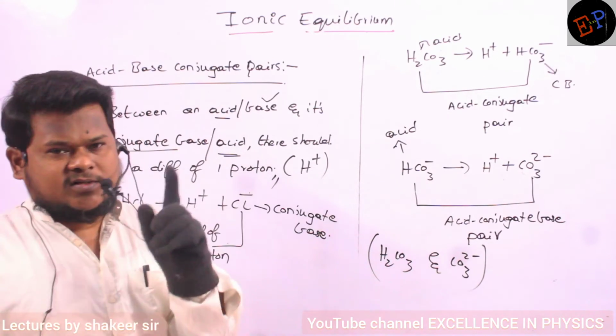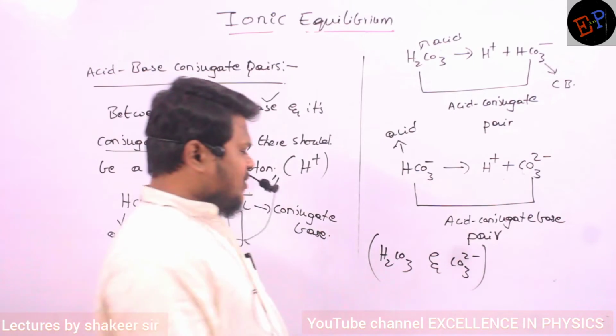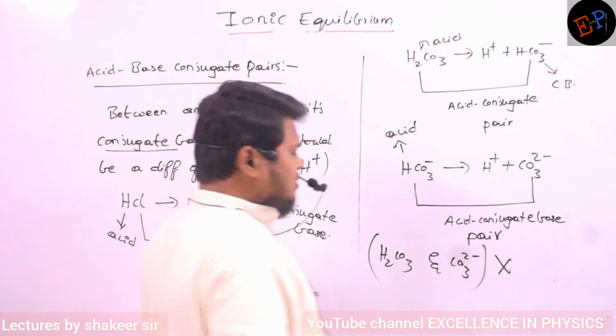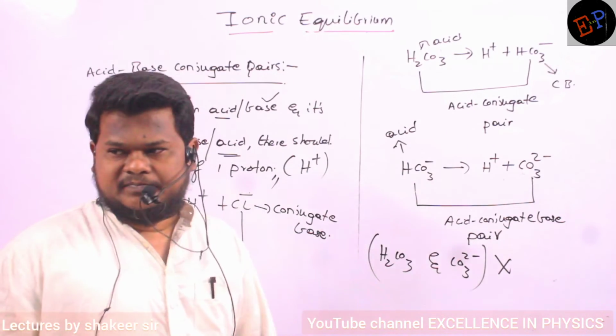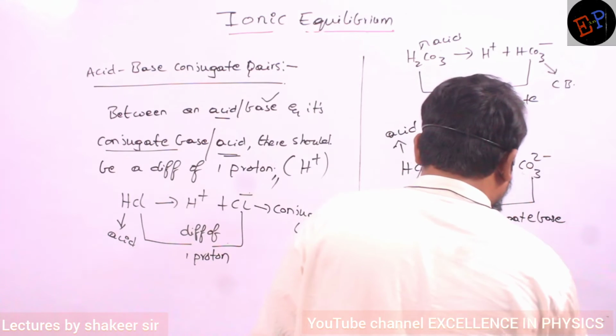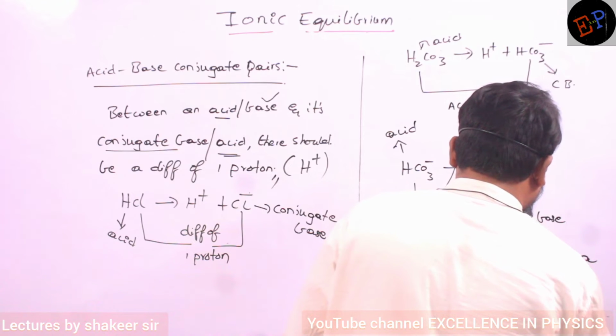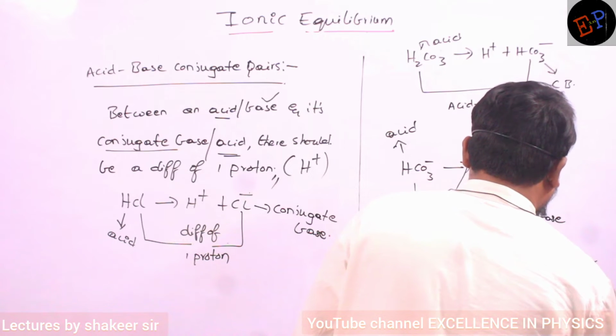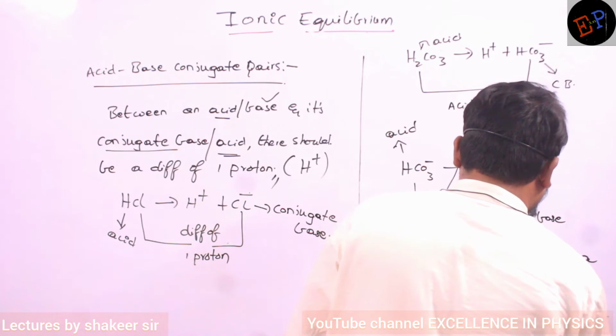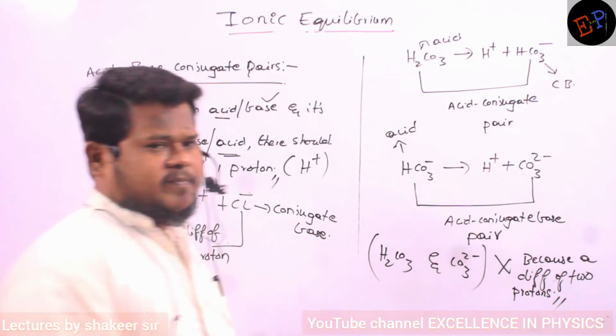So therefore you cannot call this an acid conjugate base pair. Difference should be how much? The difference should be only one proton. So therefore this one I cannot call an acid conjugate base pair. So what is the reason? Because a difference of two protons exists. Are you able to understand? Clear, no?